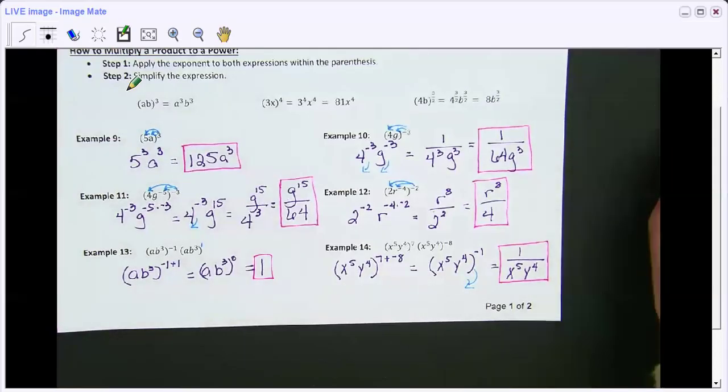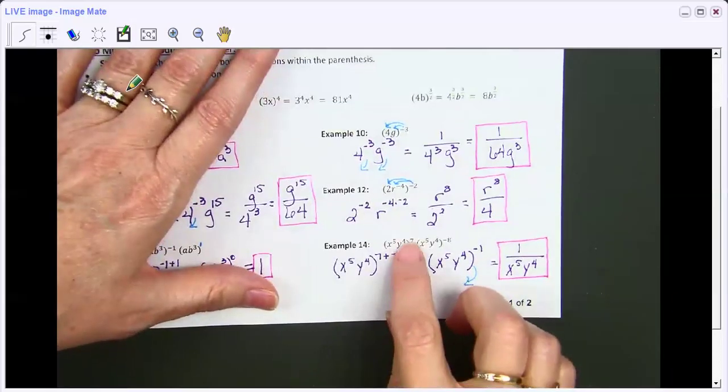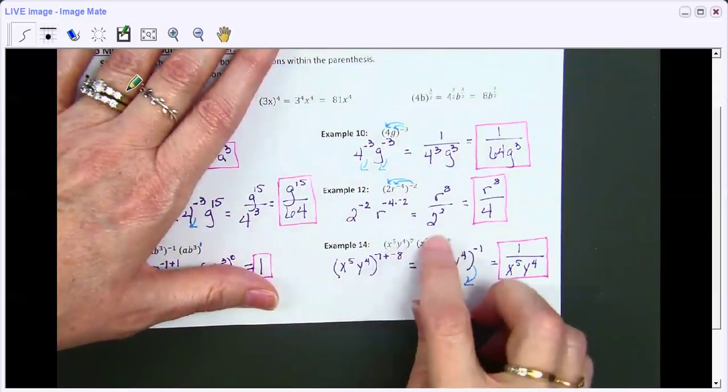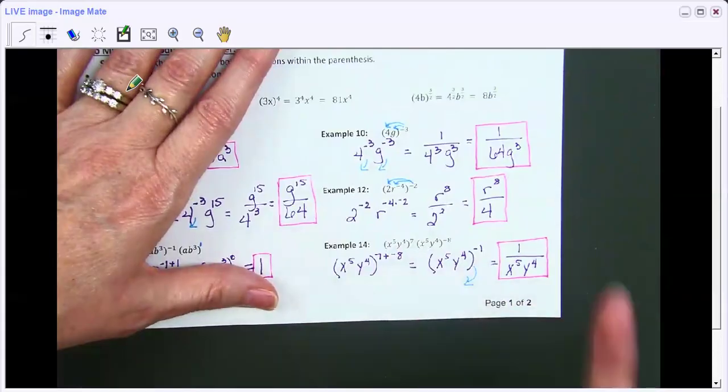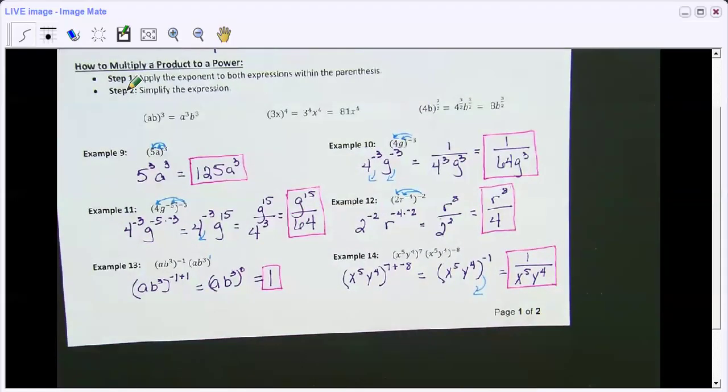Now, I want to show you something really quick. You could have applied the 7 and the -8 to all the exponents and multiplied them all together and then added and subtracted. That would have been fine too. This is just a shorter way. Okay, let's go to the back. We're going to go to scientific notation.